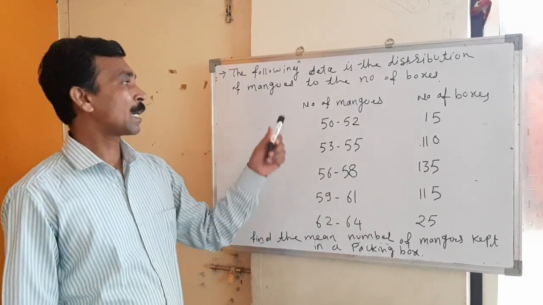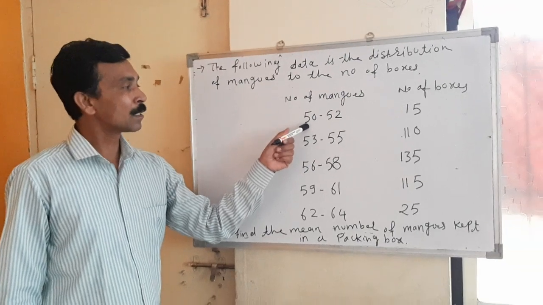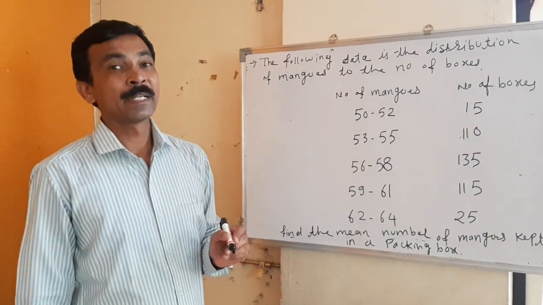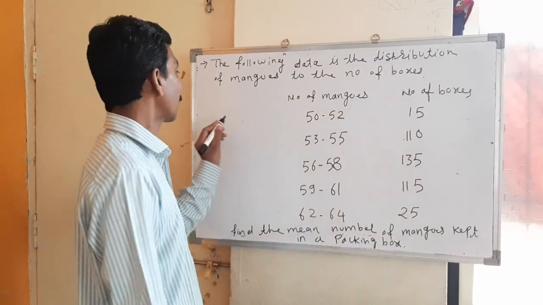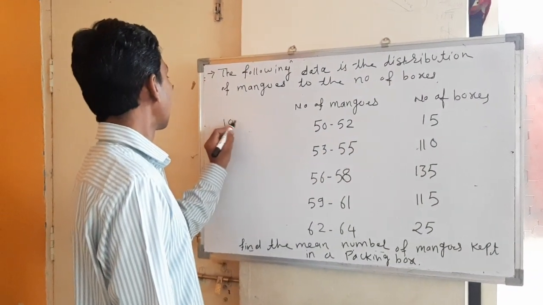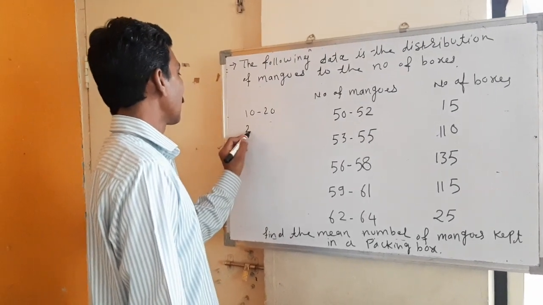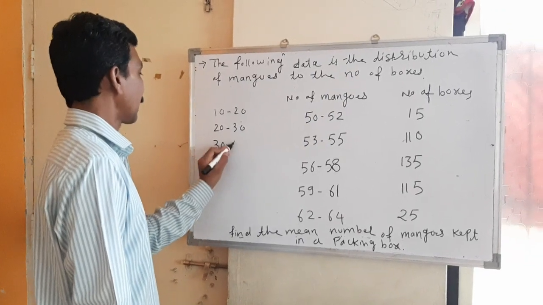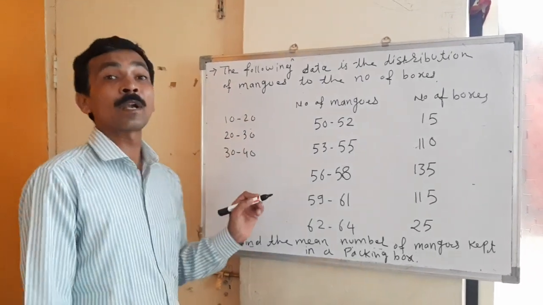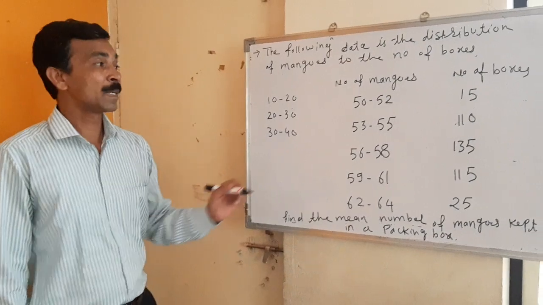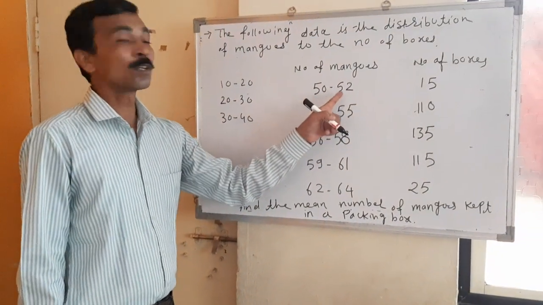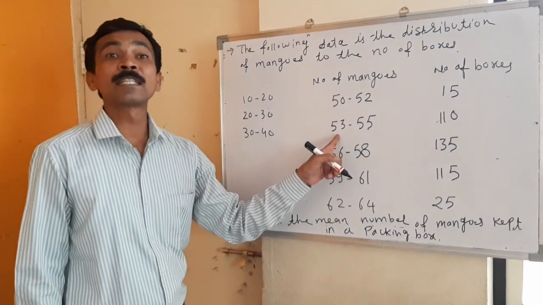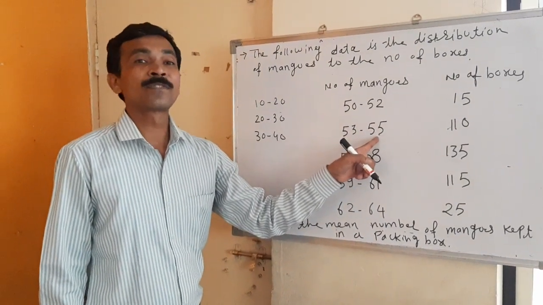Students, if you look at the class interval, 50 to 52 is not a continuous class interval. Meaning of continuous, I will write here for you. If this is 10 to 20, then the next class interval is 20 to 30, then the next is 30 to 40. So these class intervals are called continuous class intervals. But if you look at this sum, it is 50 to 52, but in the next class interval it is not 52, it is 53, and here it is 55.